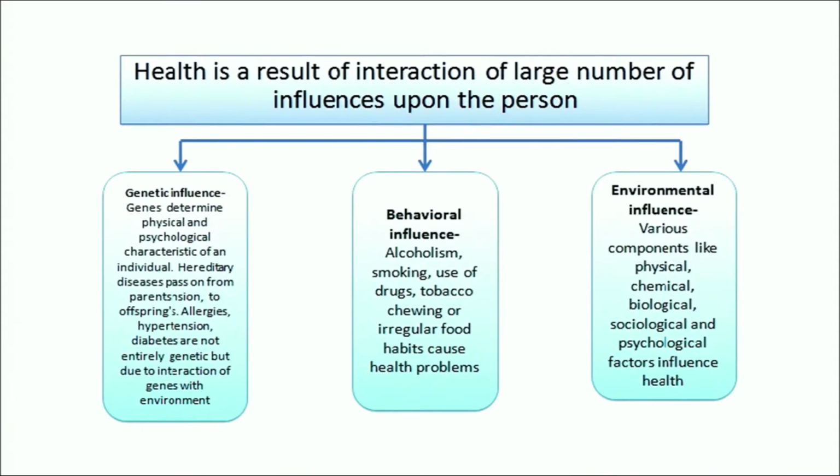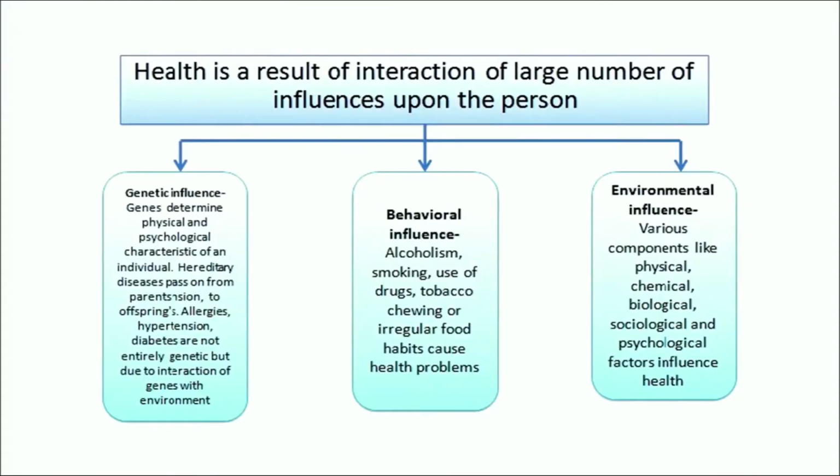What is genetic influence? Genetics determines the physical and physiological characteristics of an organism. We all know that hereditary diseases are passed on from parents to offspring. Diseases like allergies, hypertension, diabetes, etc. are not entirely genetic; however, they are due to the interaction of genes with the environment. These are triggered and affected by nutrition, stress, emotion, hormones, drugs and other environmental interactions.